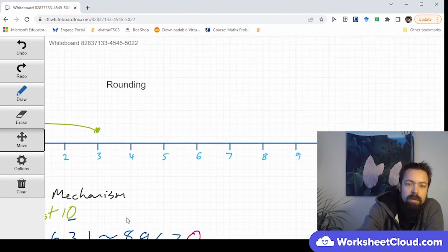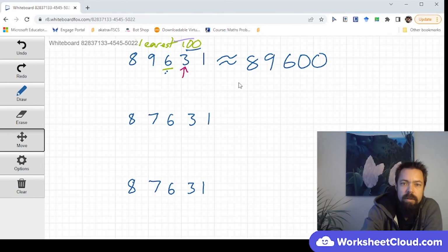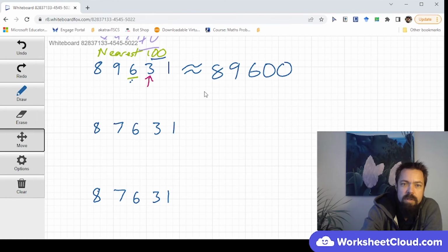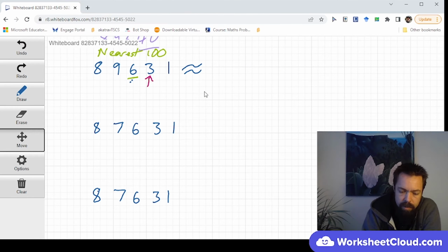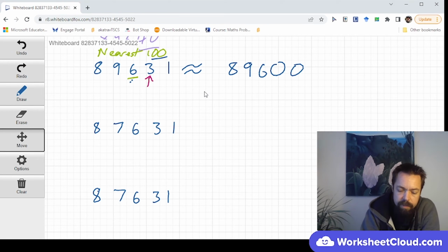Sorry, I wasn't showing you that, so let me actually do that part again. What I said was, when we round off to the nearest 100, we have 2 zeros on the end because we're ending with 100. 6 stays the same, 9 stays the same, and 8 stays the same.